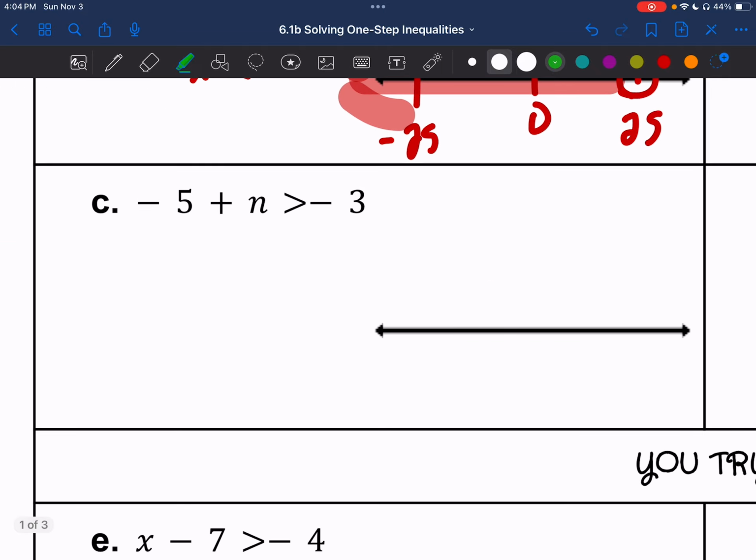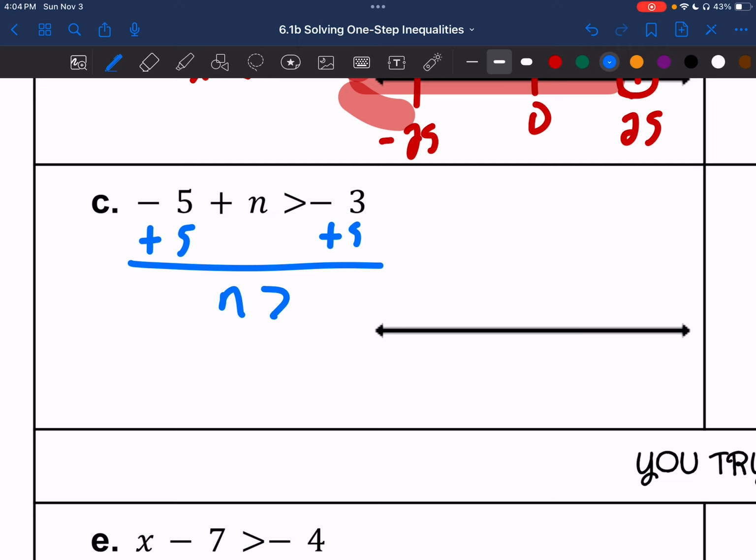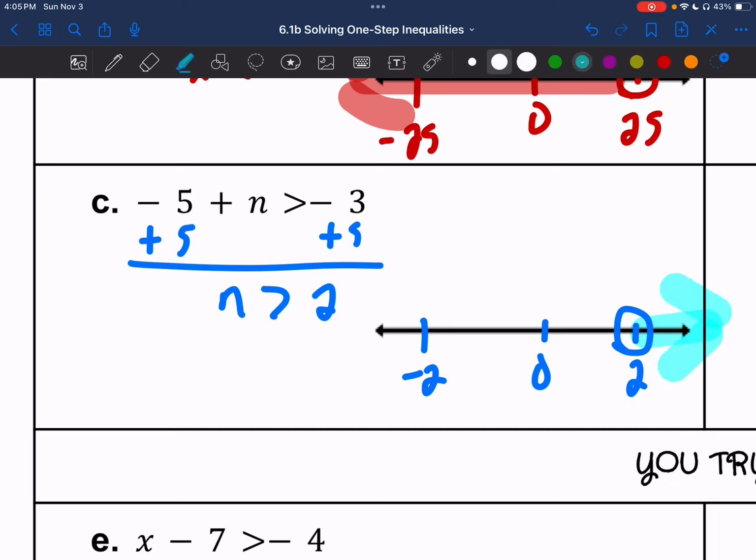Letter C. Opposite operation for negative 5 would be plus 5 to both sides. N is greater than 2. So we have our points, negative 2, 0, positive 2. And it's greater than, so it's an open dot, and we are going to be shading to the right because of that.